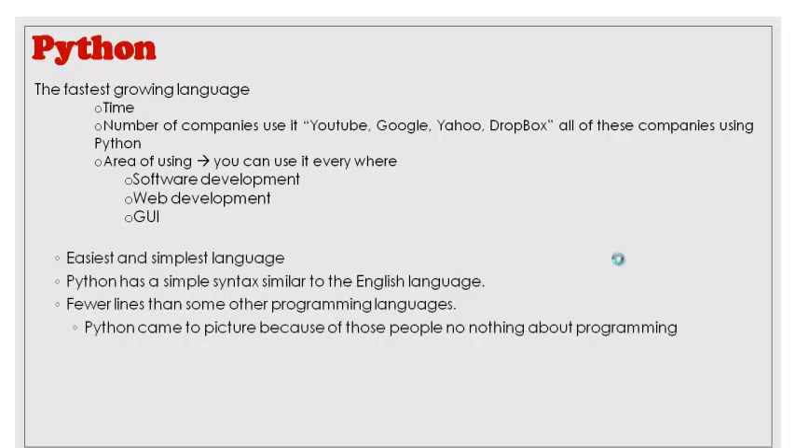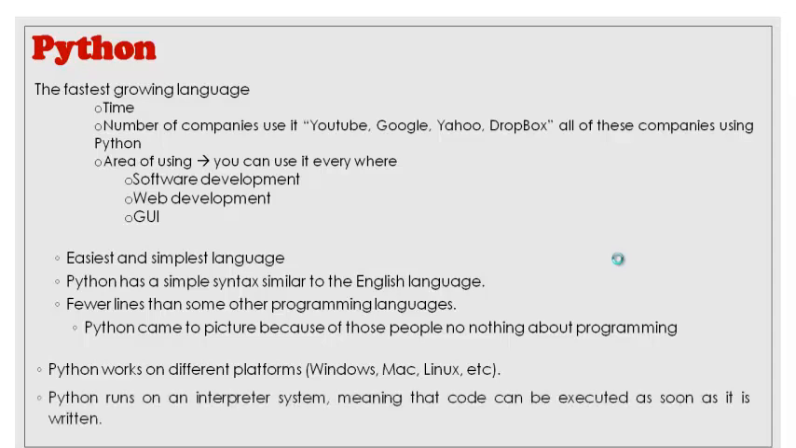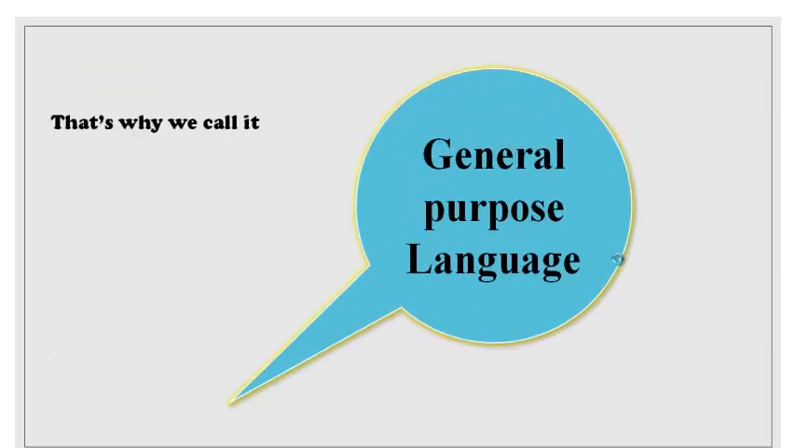Python is the easiest and simplest language, has a simple syntax similar to the English language, with fewer lines than the other programming languages. So that's why Python came to the picture, because of those people who know nothing about programming. Python works on different platforms, Windows, Mac, Linux, etc. and also runs on an interpreter. An interpreter system means that the code can be executed as soon as it is written. That's why we call it a general purpose language.